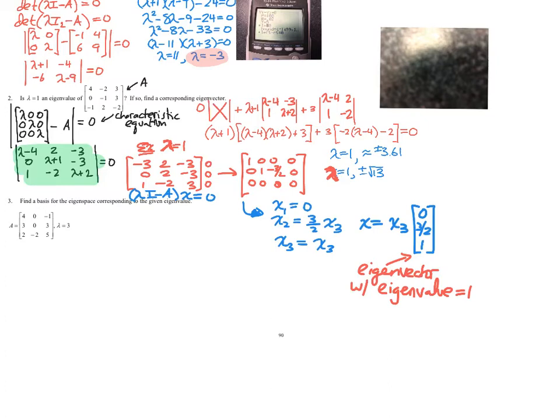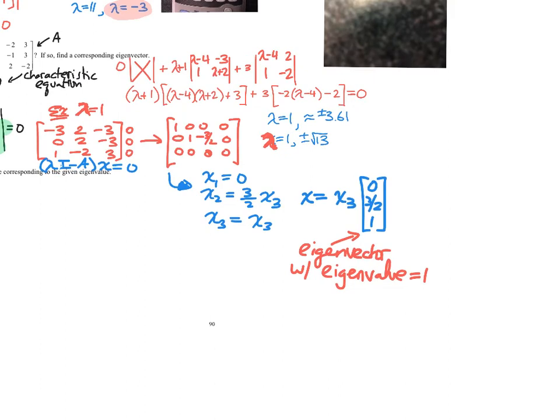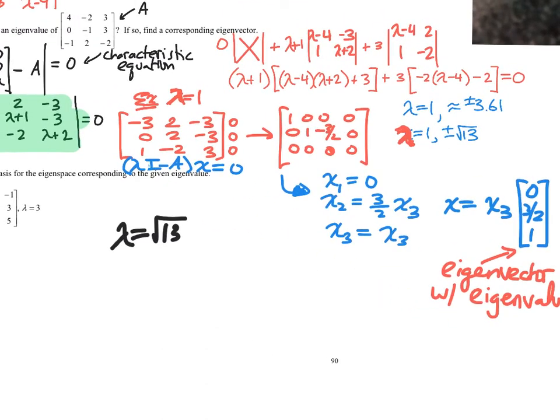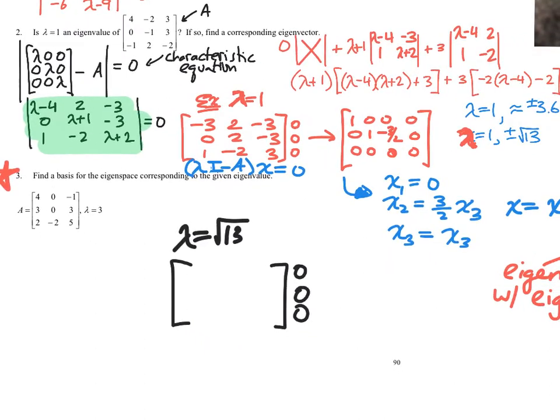I'm going to put a star on the next question because we're getting close. By the time we're done with this problem, we should be pretty much there. All right, so if we have lambda is equal to root 13, everything else in the matrix is going to be essentially the same except for the values along the main diagonal. All right, so it's going to be rad 13 minus 4.